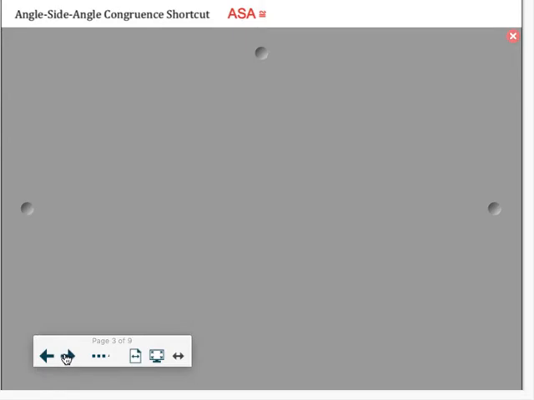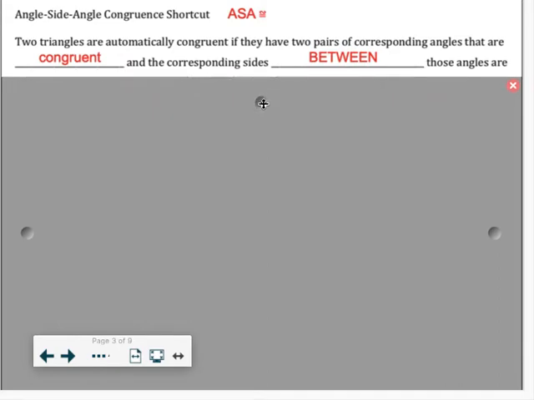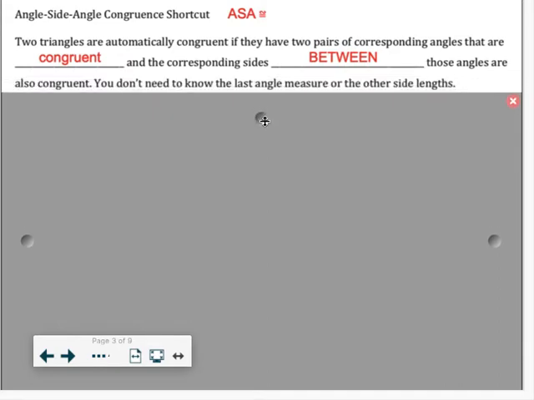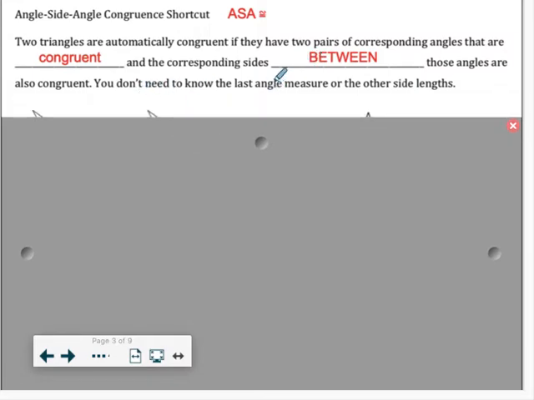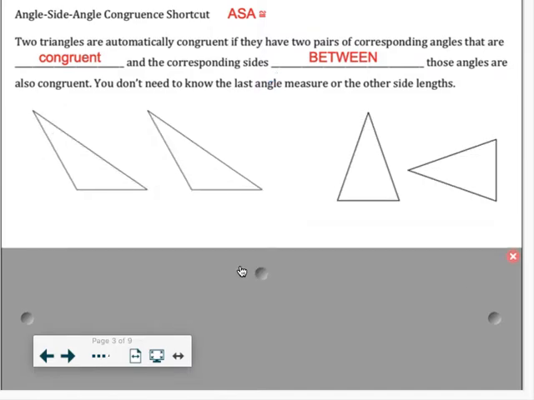Next, angle, side, angle. We're going to abbreviate that ASA congruence. The definition is that two triangles are automatically congruent if two pairs of corresponding angles are congruent and the corresponding sides between them are also congruent. Meaning you don't have to have the last angle or the other sides.